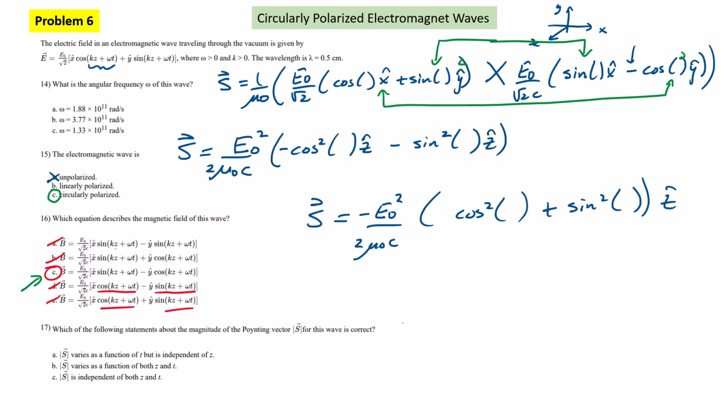Well, this should look like a very well-known identity, that this is actually equal to 1. So my pointing vector for circularly polarized light is negative E0 squared over 2 mu 0 c multiplied by the z hat direction. We see that this vector is not only independent of z, but it's also independent of time. So the magnitude of this pointing vector, you just drop the negative sign, but you can see that C is going to be the correct answer.